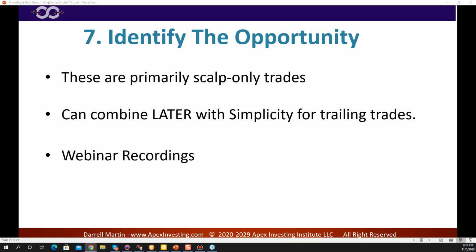So that is a brief overview there of the basics of what a double TX trade is, why it works, why it's powerful, why it's a little higher probability, the basic rules of when to take a trade, and then the basic rules of when not to take a trade.